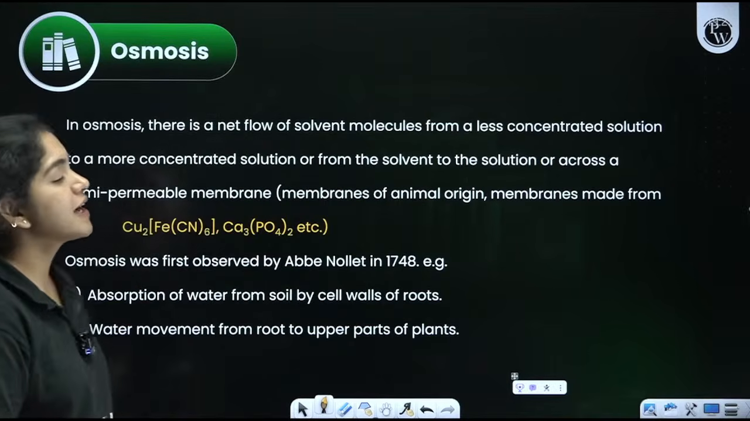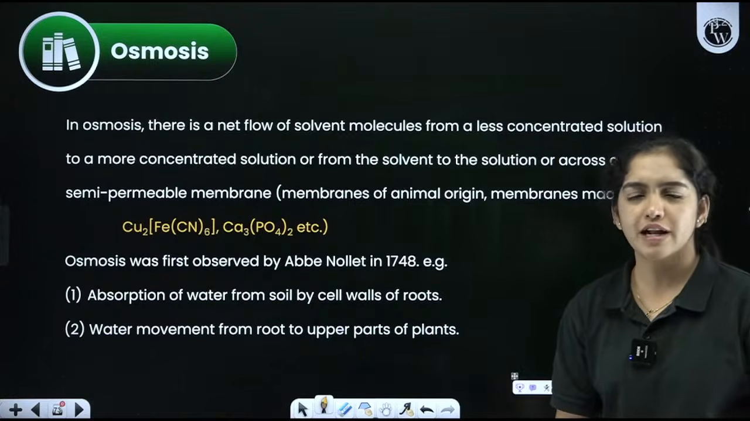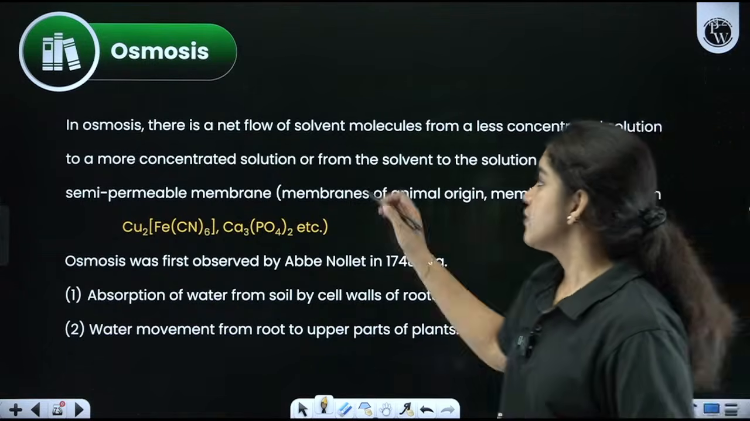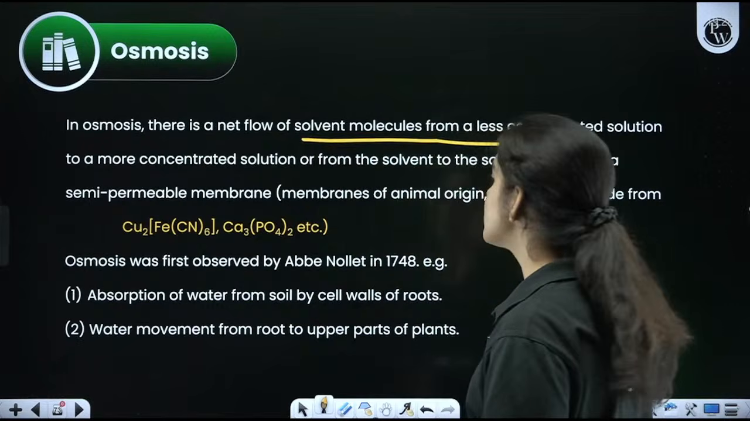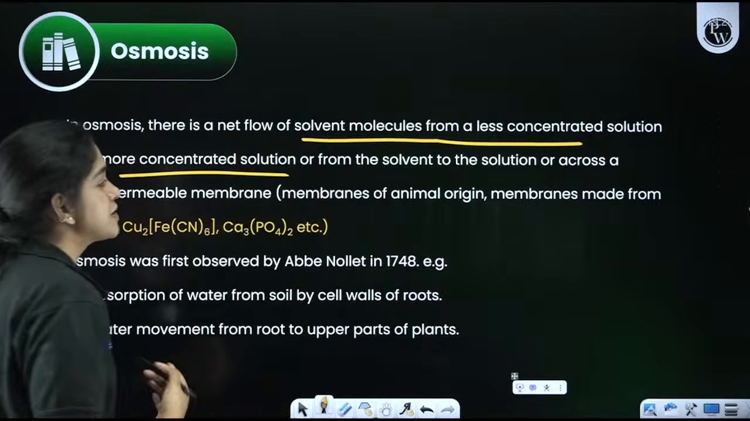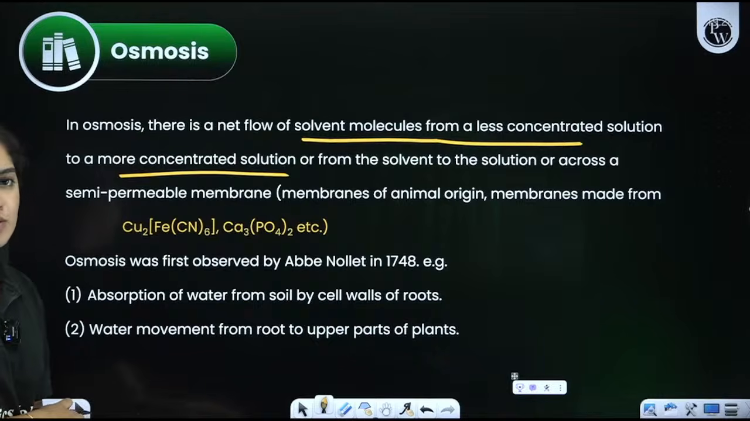So the last colligative property is osmosis, and we are familiar with osmosis, right? What is osmosis? Net flow of solvent molecules from less concentrated to more concentrated solution, or from the solvent to the solution, across a semi-permeable membrane is known as osmosis.